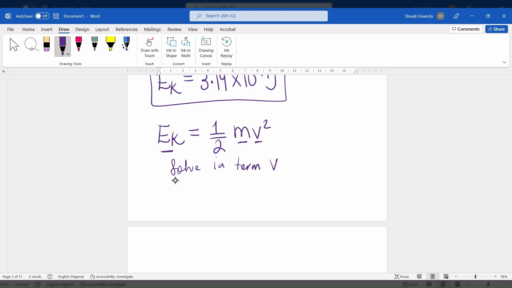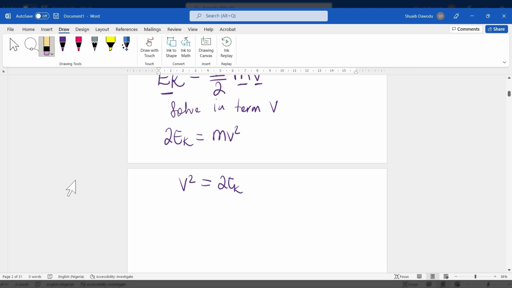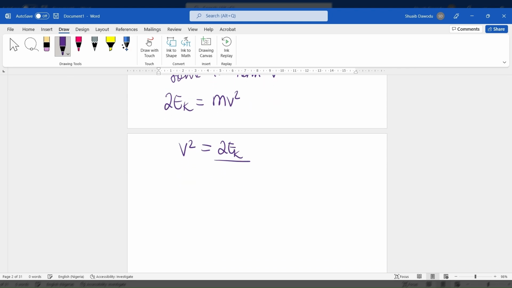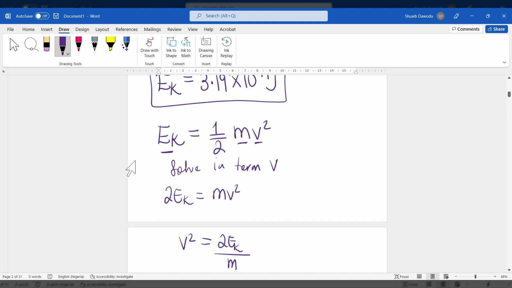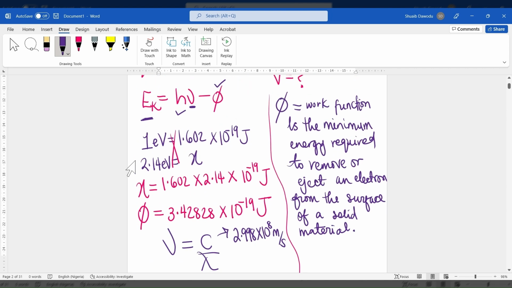So anyways, if you want to write this in terms of v, we're just going to say 2EK is equal to mv squared, and v squared ends up just becoming 2EK divided by m. V, which is the velocity that we're solving for, becomes the square root of 2EK divided by m. So this is going to be the formula that we are going to actually use to determine the speed of electrons at that wavelength.